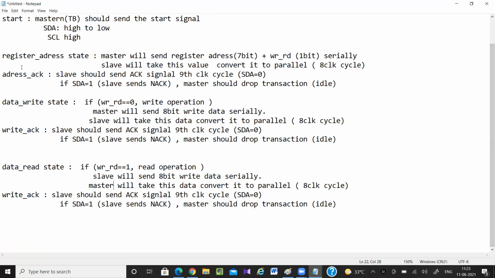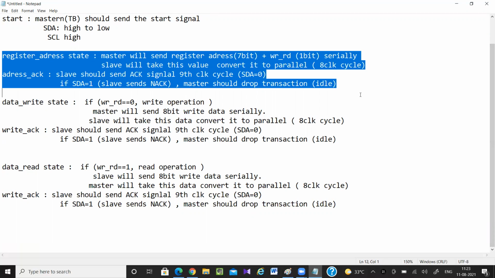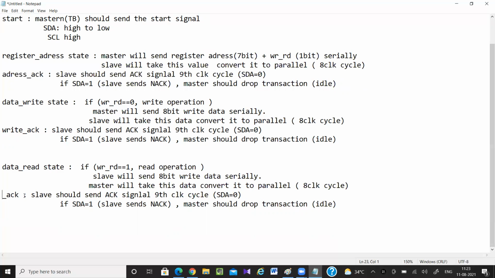According to this address, data is stored parallelly in the slave. But whenever it sends, it will convert parallel to serial and then send, because the SDA line is just 1 bit. My master will convert it into parallel again. Whenever we store, we store in parallel format, because I am sending one 8-bit data.